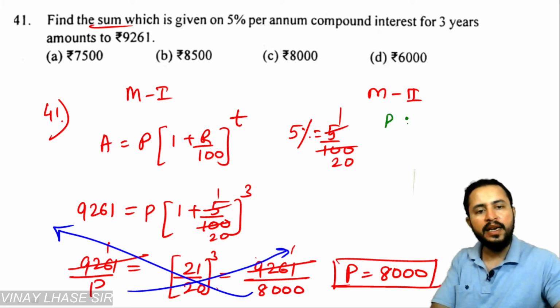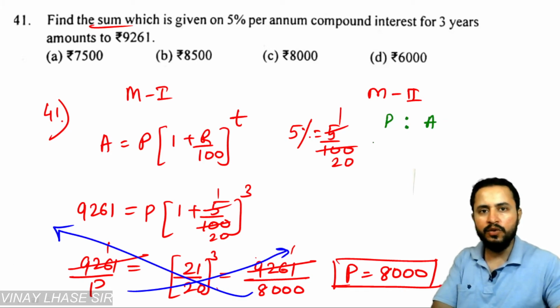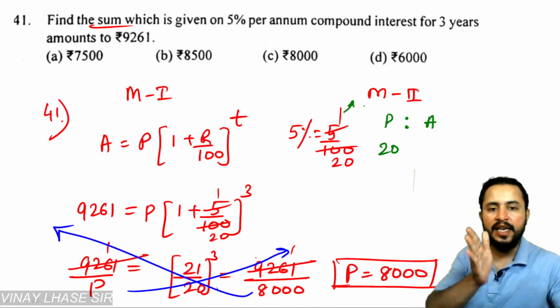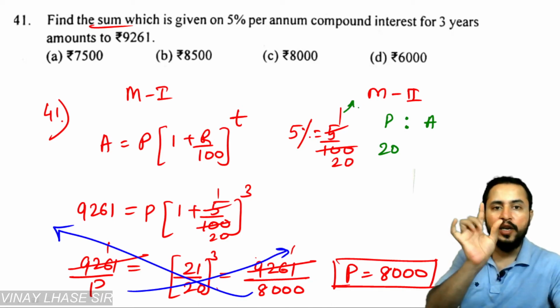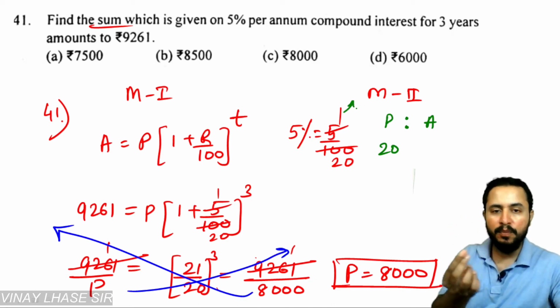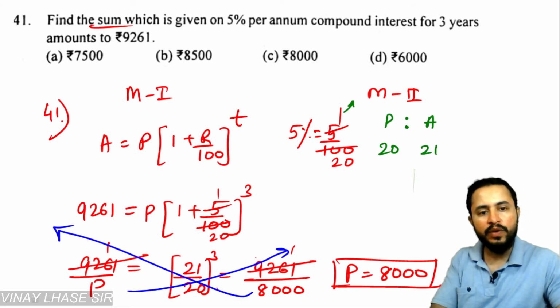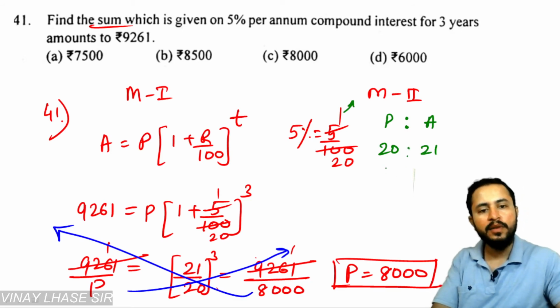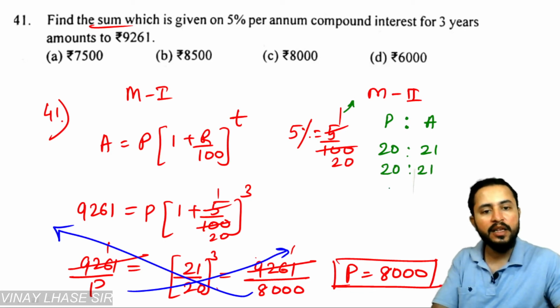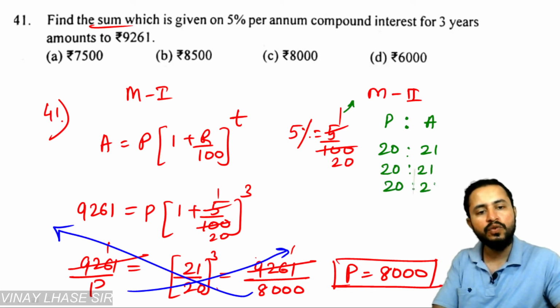If we take principal and here the amount, always you have to write like this. If principal is 20, you are getting 1 rupee extra because 5% is the rate. That means if principal is 20, you get 1 rupee as interest, simple interest. So the amount is nothing but 21. In the first year it became 20 to 21, again in the second year 20 to 21, again in the third year we get 20 is to 21.